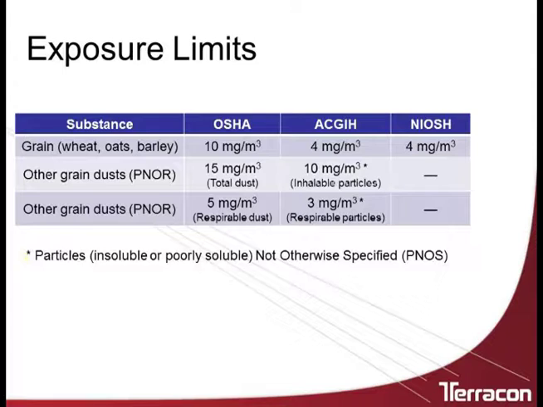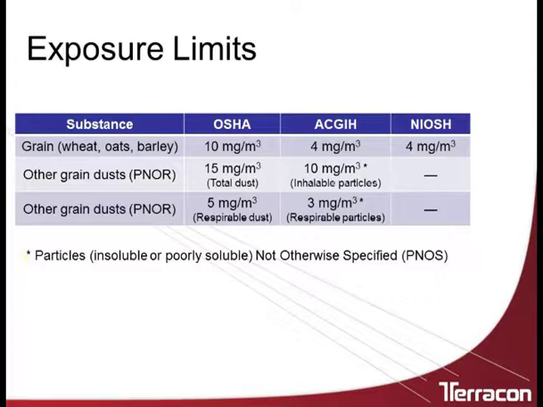For other grain dusts, they kind of fall into that nebulous category called particulates not otherwise regulated with respect to OSHA. For total dust, you're looking at 15 milligrams per cubic meter. If it's ACGIH, there's a lower standard there, 10 milligrams per cubic meter. And these they refer to as inhalable particles. They're insoluble or poorly soluble. And they refer to these, instead of PNOR, they call them PNOS, particles not otherwise specified.